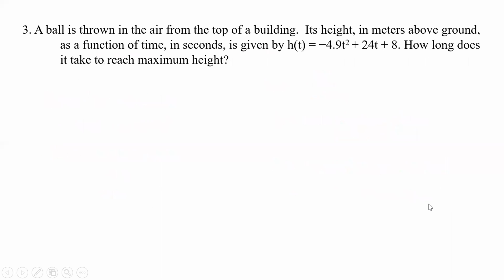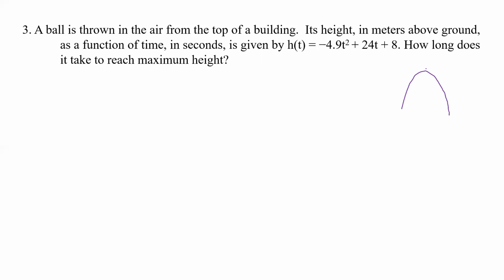All right, so the next one says a ball is thrown in the air from the top of a building. Its height in meters above ground as a function of time in seconds is given by this quadratic. How long does it take to reach the max height? Well, think about it. You're throwing a ball up. It's going to hit some peak, and then it's going to fall back down. And probably it's going to fall back a little bit further, because you're throwing from a certain height.